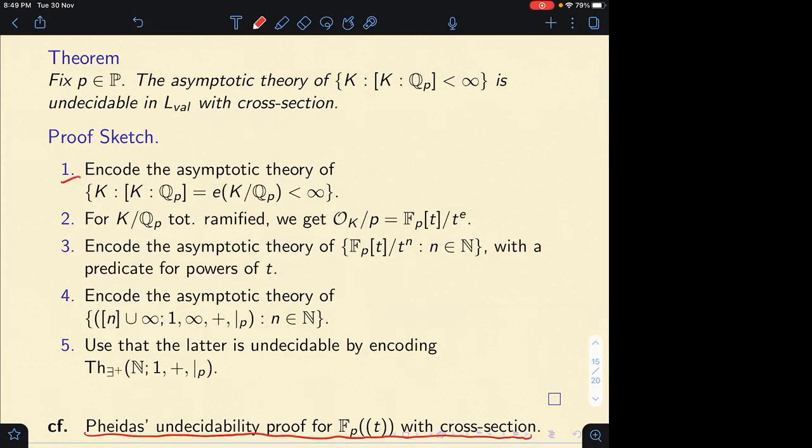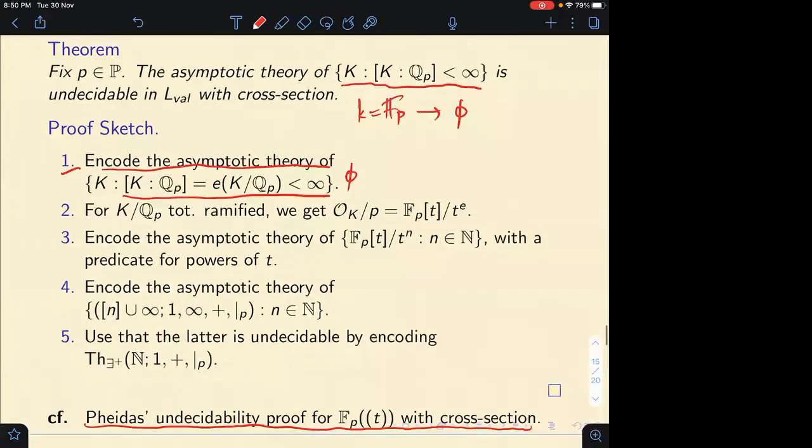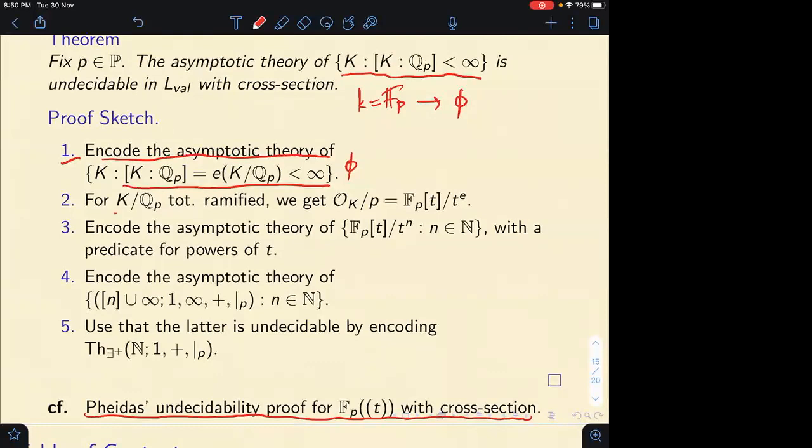First, you isolate the difficulty with this collection, which lies precisely in unbounded ramification. So you can simply encode the asymptotic theory of totally ramified p-adic fields. If you want to check a sentence phi about this asymptotic theory, you simply check the sentence K equals FP implies phi in the asymptotic theory of all of them. So this first step is important, but it's easy.